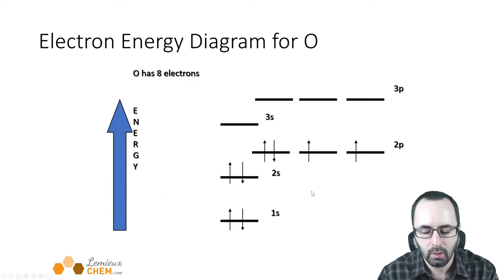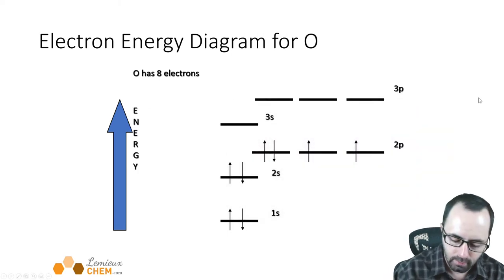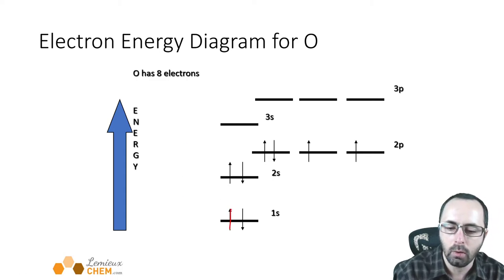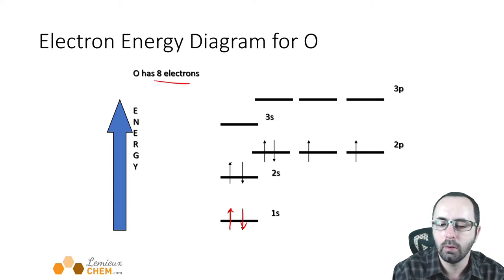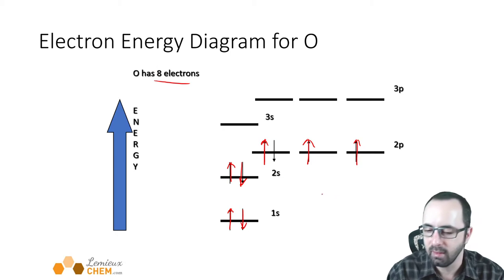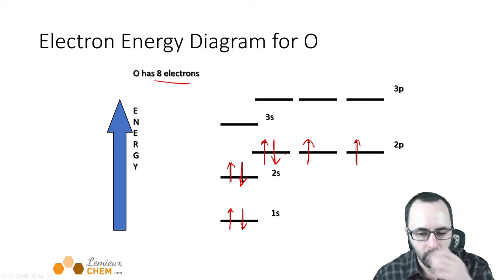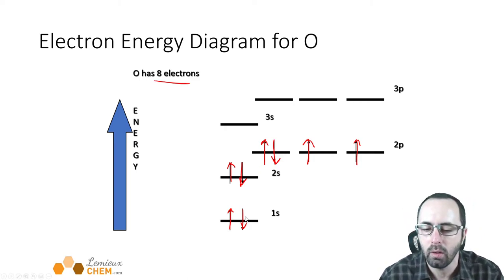Oxygen has 8 electrons, so it has one more than nitrogen. So let's review how that goes again. The first two are going to go in the lowest energy orbital. We got 8 total, so that's the first two. Then the next two are going to go in the 2s, like that. That's 4. Then we'll do one in this orbital, one in this orbital, and one in this orbital. That's 7. But the 8th electron has to pair up. So we put it here with a down spin. And now we have total 8 electrons. 1, 2, 3, 4. 1, 2, 3, 4, 5, 6, 7, and 8.